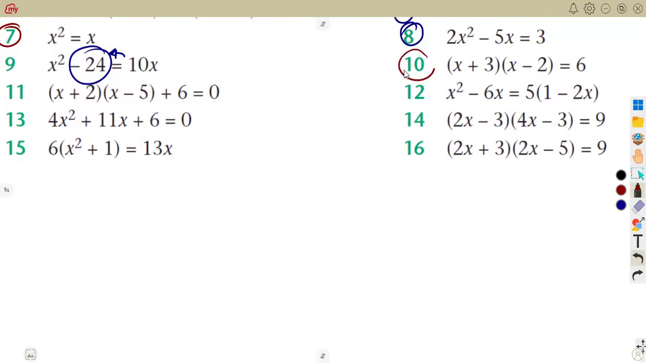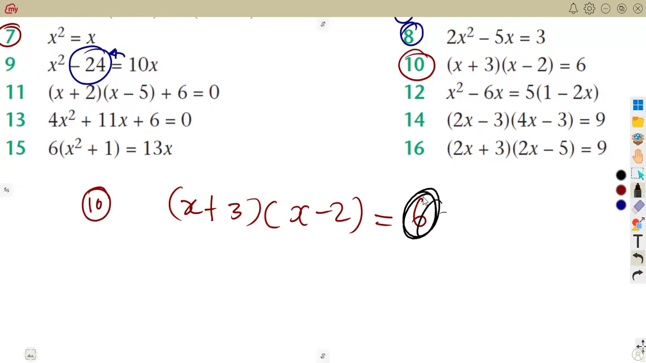On number 10, we've got a similar question, but this time x plus 3 into this is not a 0. So we cannot say x plus 3 is equal to 6, or x minus 2 is equal to 6. No, that one is impossible. So the only way is to expand these brackets, formulate the quadratic equation that we are used to, which is of the form ax squared plus bx plus c is equal. You have to formulate this.